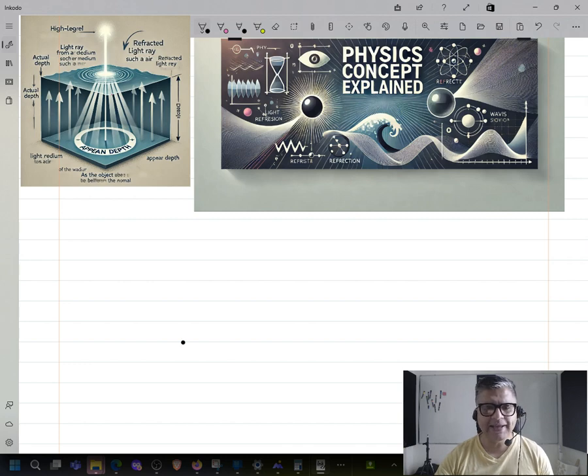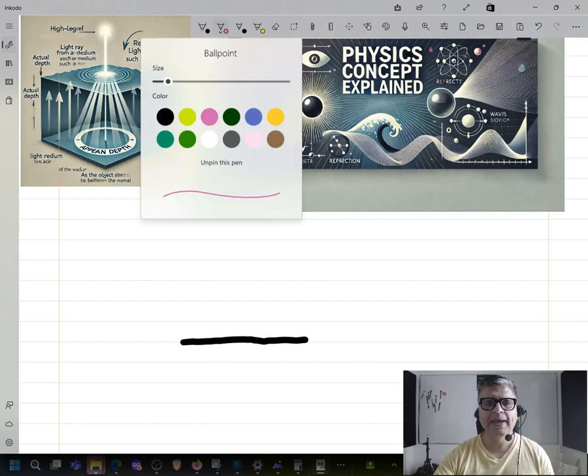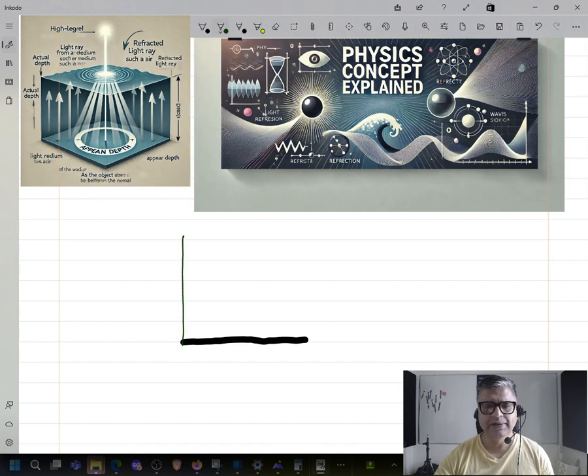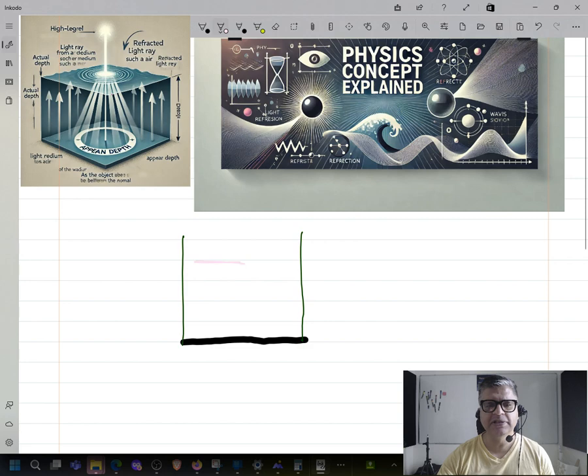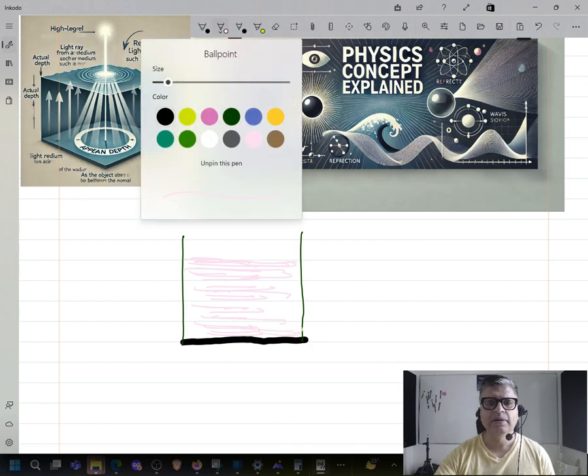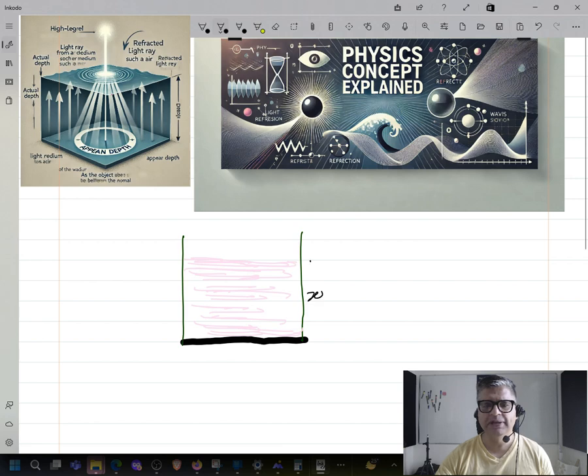Let's say this is your bottommost surface, in which you have a liquid, and this is your container, and this is the liquid. We are talking about a liquid which is a dense medium, and the total height of the liquid, let's call it some value of say x. So that's your total depth of the liquid.